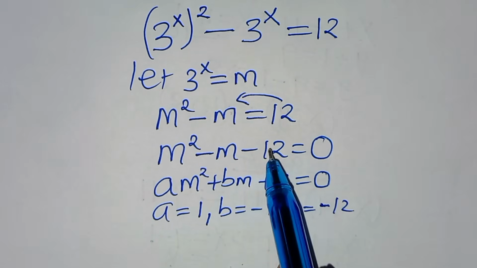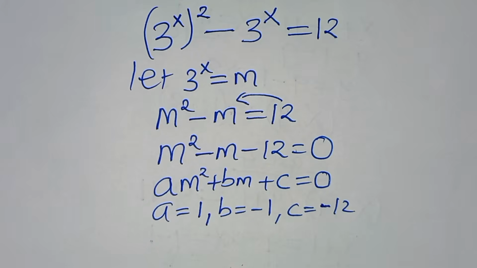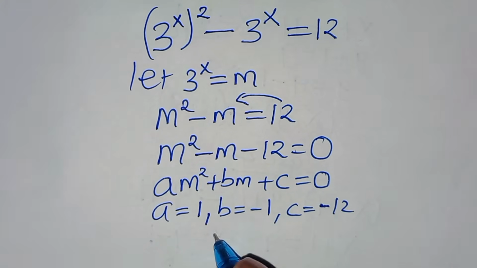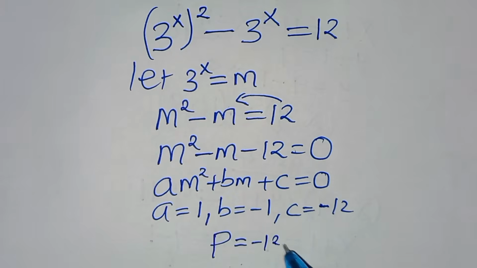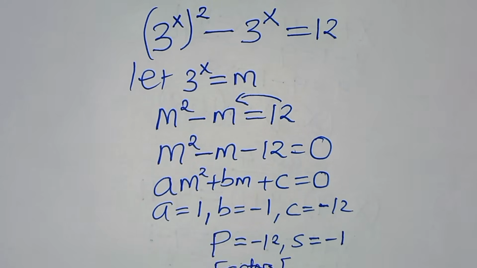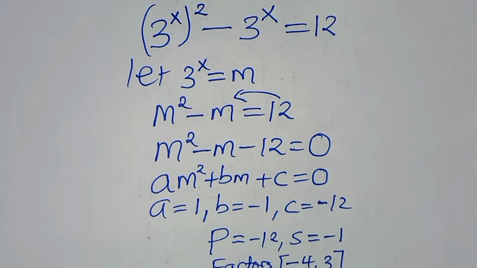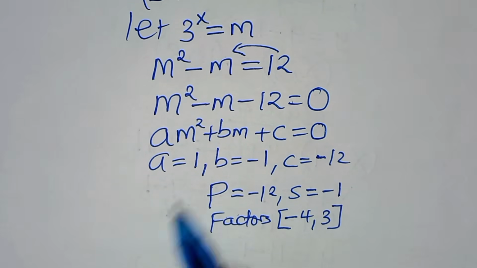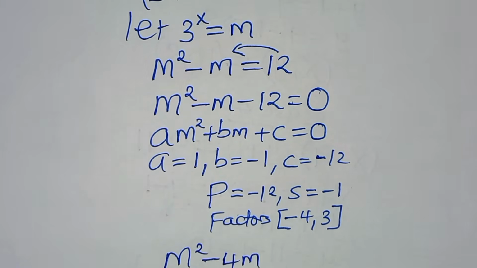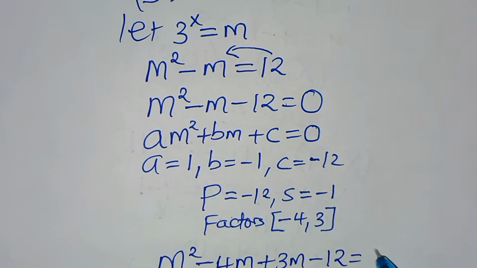So essentially here, we can apply the factorization method where we have the product as minus 12 and the sum here is equal to minus 1. So let's get these factors. We can have minus 4 and 3. These are actually the two factors. So here we'll have m squared minus 4m plus 3m subtract 12. This is equal to 0.